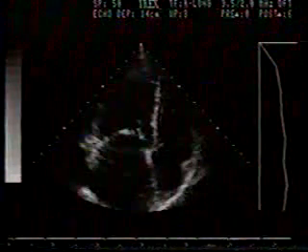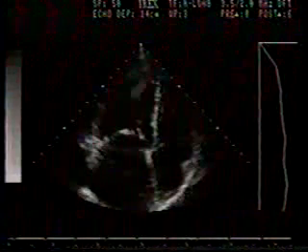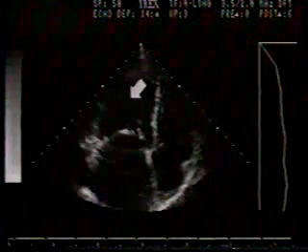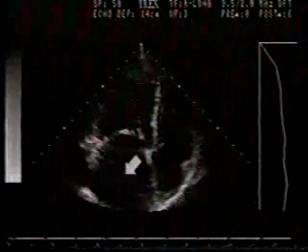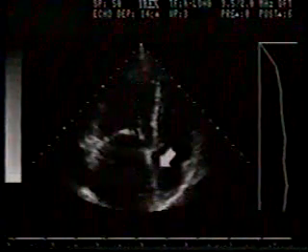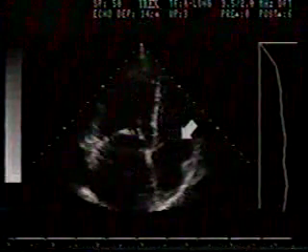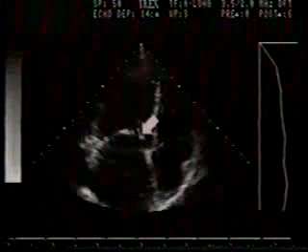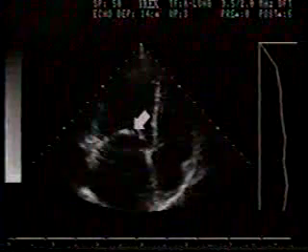This is an apical four-chamber view of a patient with mitral stenosis. The left ventricle is to the left of the screen and is normal sized. The left atrium is moderately enlarged. The right atrium, right ventricle, and tricuspid valve are normal. The anterior and posterior mitral leaflets are thickened with a reduction in the diastolic opening.